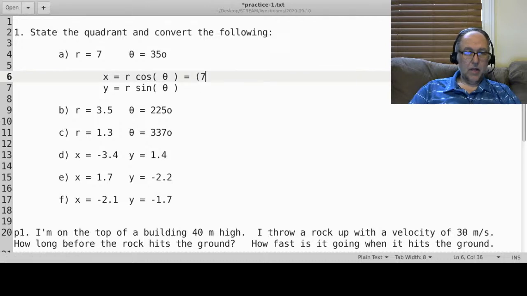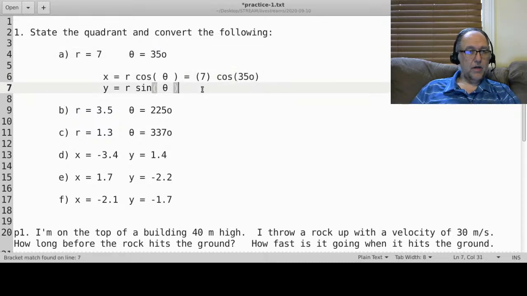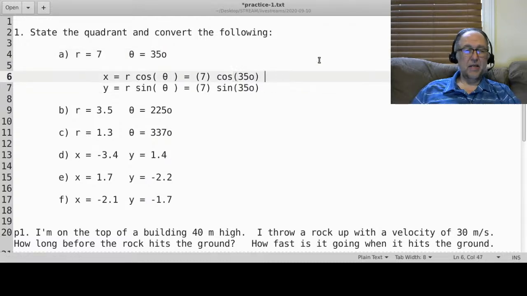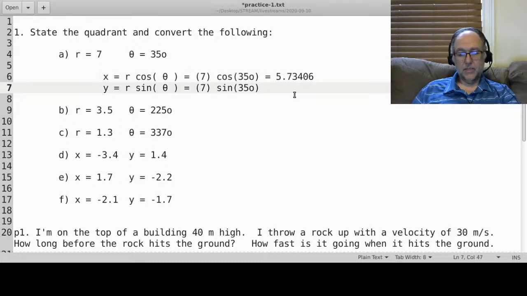I'll do it carefully this time for this one, but once you get the hang of it, it'll be pretty obvious. And then 35 degrees like that, and then over here 7 is your r, and then it's sine, and it's 35 degrees like that. Okay, and then just plug it into your calculator. I've already got my answers ready, so I'm just going to cut and paste them like this. That's going to equal this value right there, and that's going to equal that value right there.